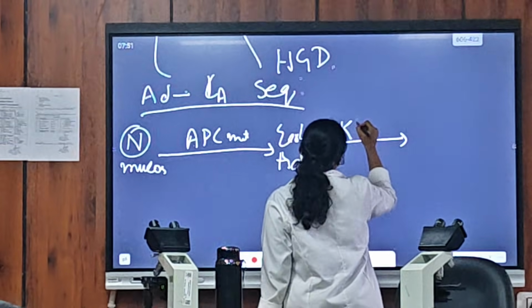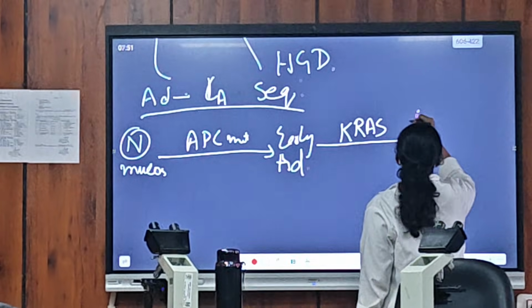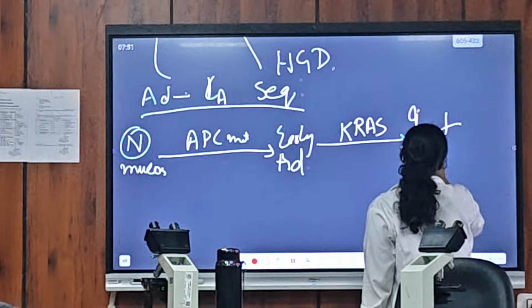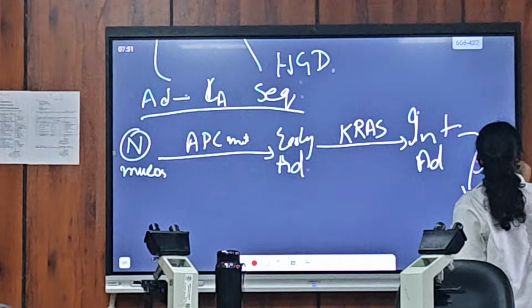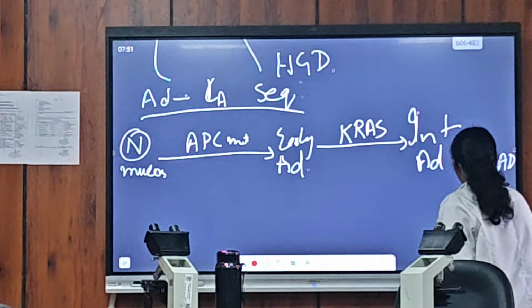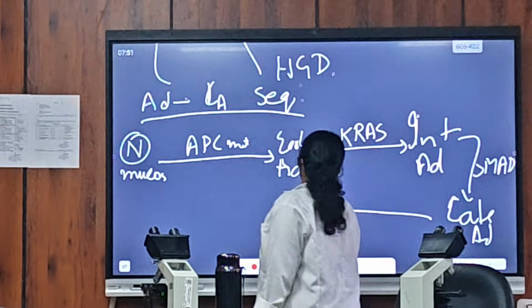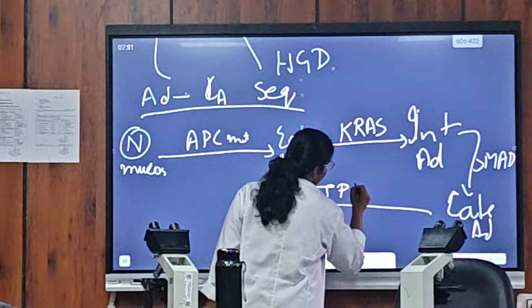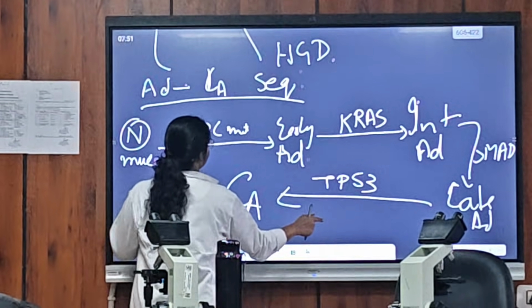Then we have KRAS mutation, which promotes further growth into intermediate adenoma. Then we have SMAD2 and 4 loss of function mutation, which converts into late adenoma. And finally, TP53 loss of function mutation, which converts into carcinoma.